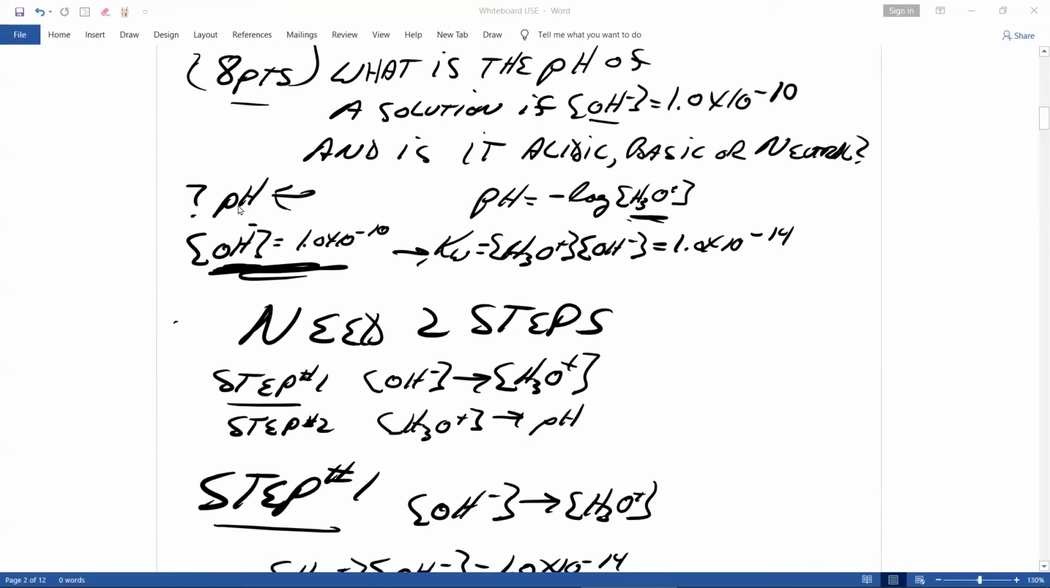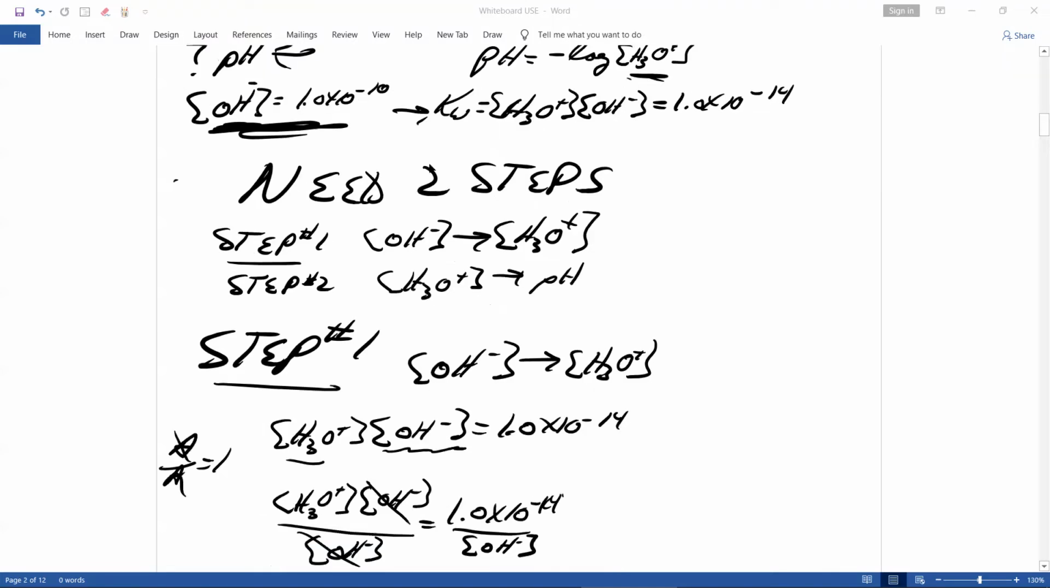Let's go through this again. You're being asked to find pH. You're not given hydronium. You're given hydroxide. Important information: you're given pH equals minus the log of the hydronium. And also Kw, named after me, not really, is hydronium times hydroxide equals 1.0 times 10 to the minus 14. You need to do 2 steps. This is important information for test number 4. Step 1, hydroxide to hydronium.